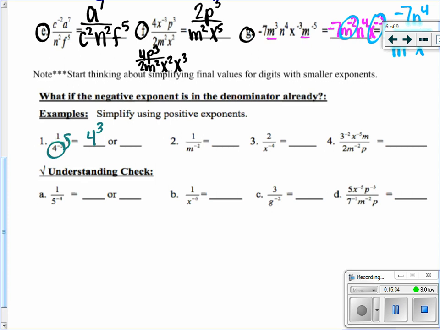What is 4 cubed? 64. Okay. What would the end answer be for number 2? M squared. What about number 3? 2. This will move. Does the 2 have to change? No. So 2x to the power 4. Let's look at number 4.